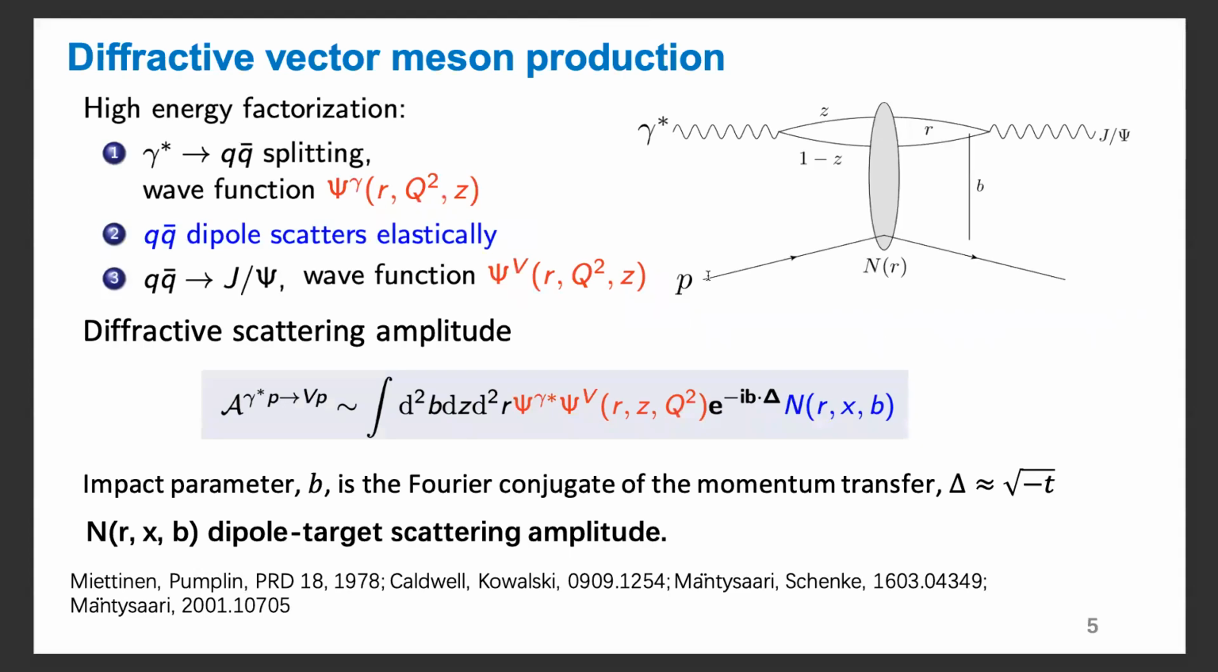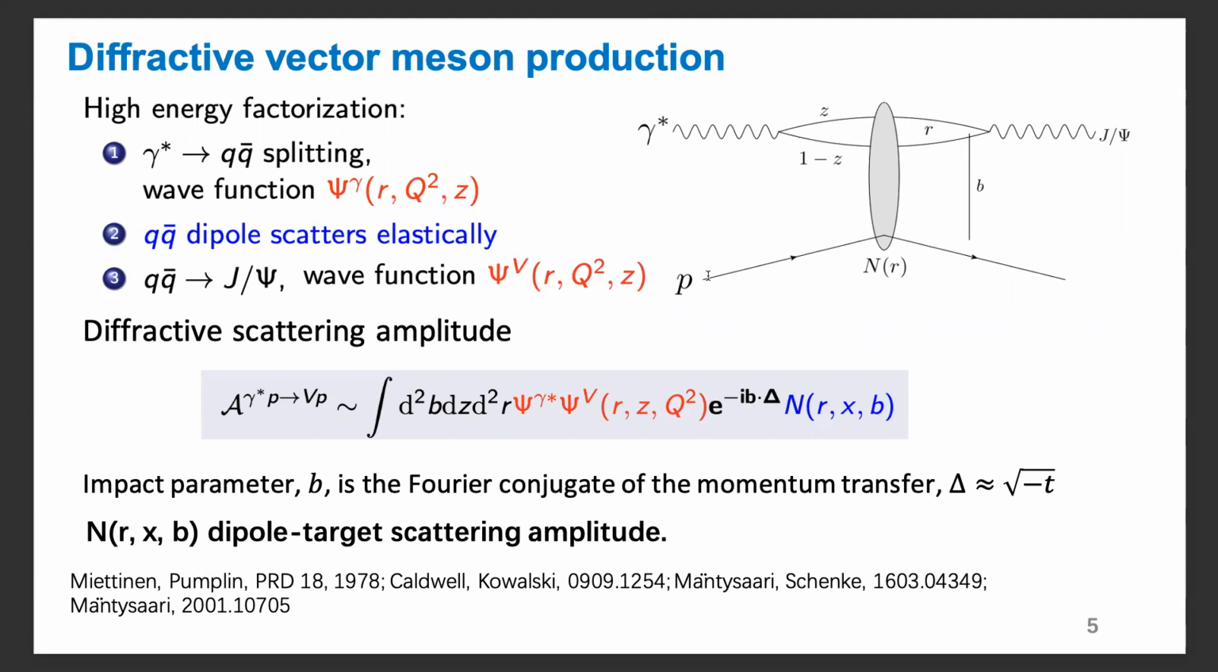This is a very famous picture that has been talked about a lot in the previous talks. This is the diffractive vector meson production process in high energy collisions. First, the virtual photon splits into a QQ bar pair. Since the lifetime of the QQ bar pair is much larger than the time scale of the interactions, we can separate this process into several stages, or we can do the high energy factorization.